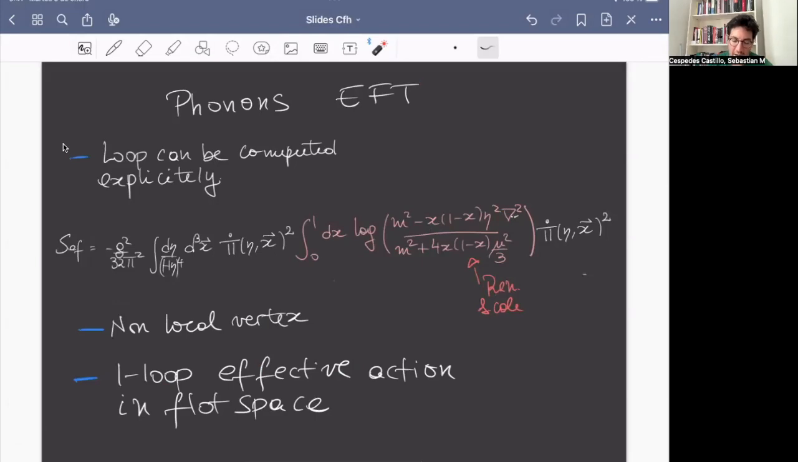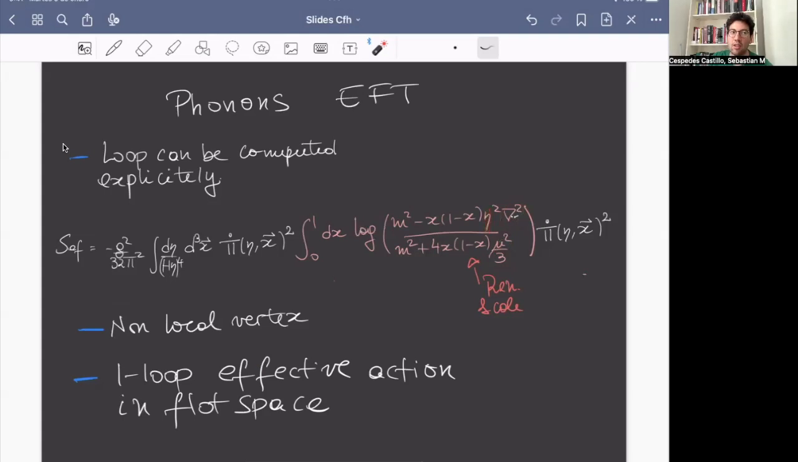Now, what we can do is the loop integral. For example, in the past example, this loop can be computed explicitly in terms of Feynman parameters. So now we see that the non-local vertex given by this term in red contains different pieces. It's proportional to the mass of the field, to the normalization scale mu, but it will also depend on the gradient, like here.